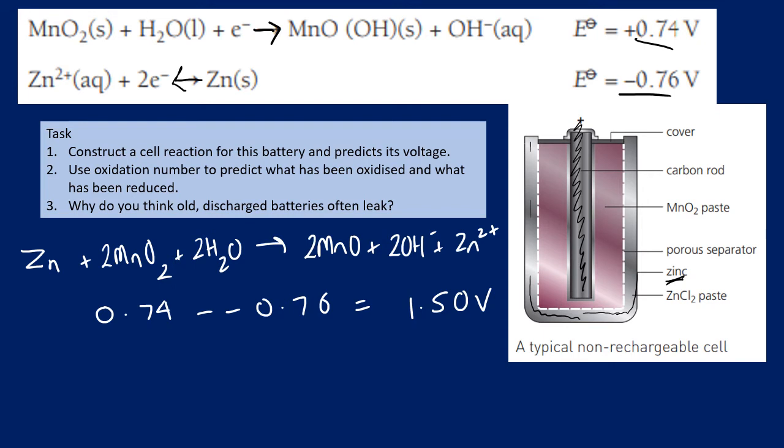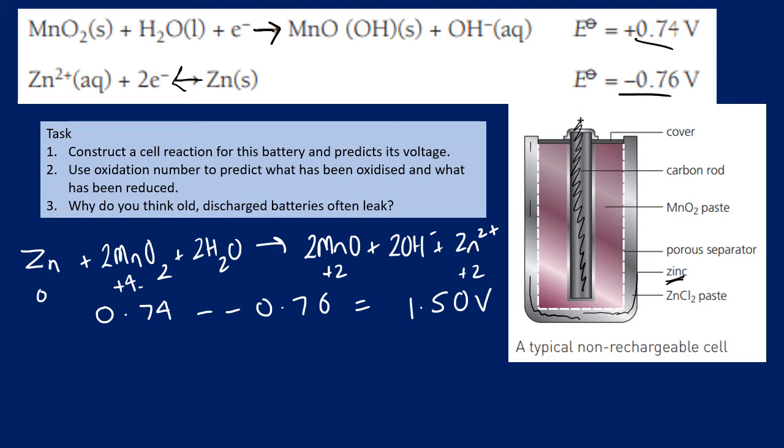Using oxidation states. Right, well, we can see, hopefully fairly swiftly, that the zinc has been oxidized. And it looks like the Mn is going to have been reduced, but let's have a look. It's +4 here, and over here it's +2. Yes, so manganese has been reduced from +4 to +2.